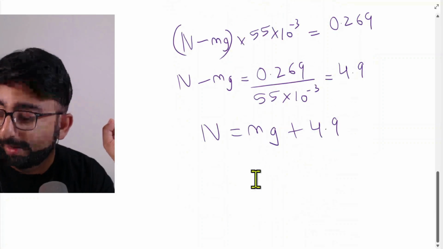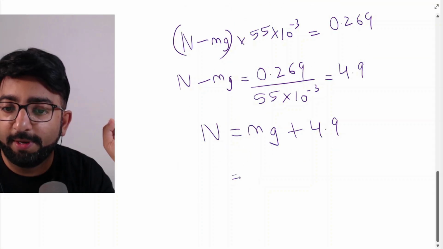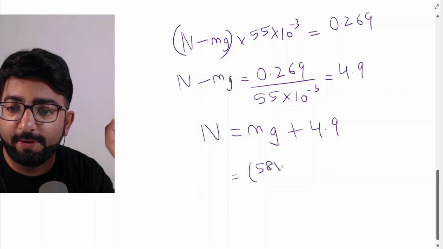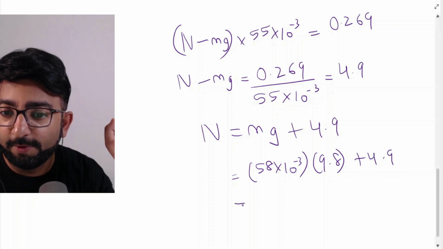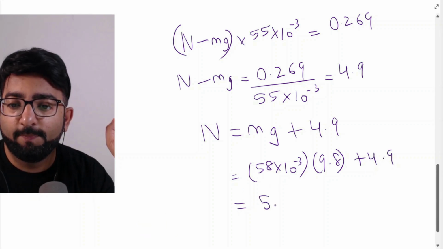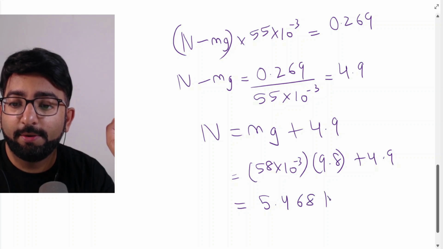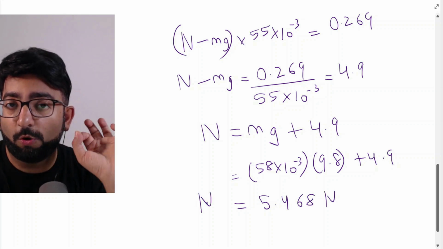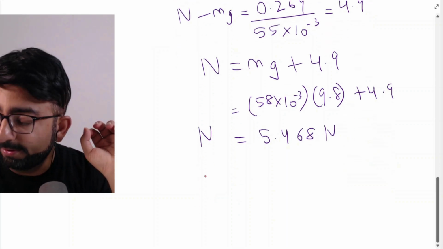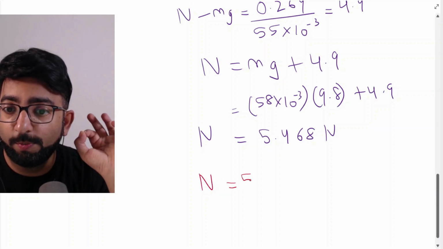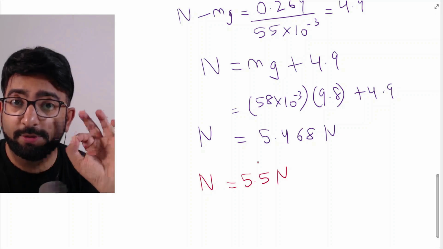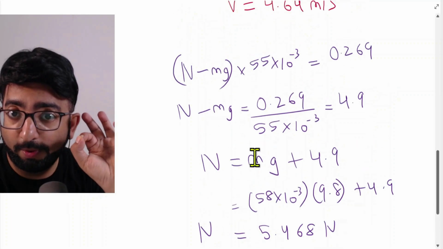Now, the mass of the object, the egg in this case, was 58 grams. So we'll write 58 into 10 to the power minus 3 multiplied by 9.8 plus 4.9. If we solve this, we will get 5.468 newtons as the value of this normal reaction. And if we approximate this to two significant figures, we will write the value of normal reaction to be 5.5 newtons. So this is the value of the normal reaction.